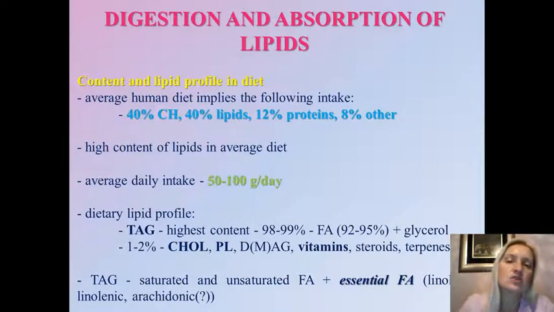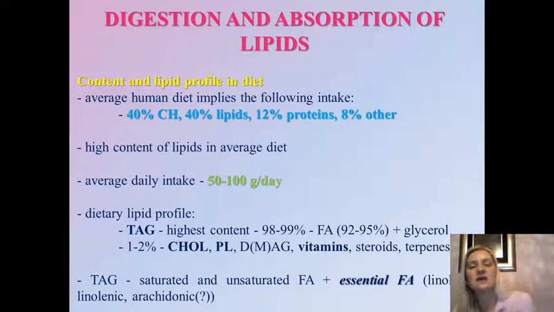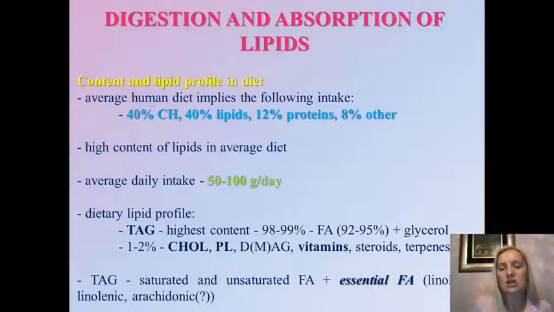Having in mind the structure of 3-acylglycerols, that is going to be up to 95% fatty acid, and the rest is glycerol. And just a small amount, only 1 to 2% of all the lipids taken in a diet, are actually cholesterol, phospholipids, liposoluble vitamins, some other steroid molecules, terpenoid molecules, and so on and so on.